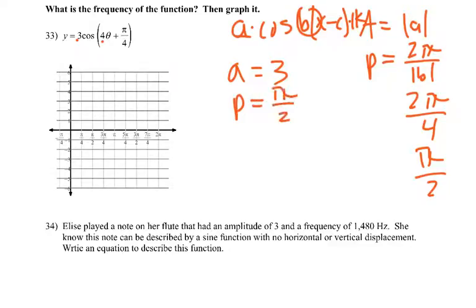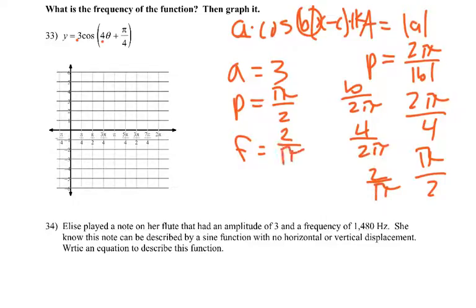Okay, that's how long it takes. Now our frequency is b over 2 pi. So that would be 4 over 2 pi, which would be 2 over pi. Okay? Which, if we wanted to turn it into a decimal, 2 divided by pi would give us about 0.64 if I round up. Okay, so that would be my frequency. And then we need to graph it. We don't really worry about frequency when graphing.